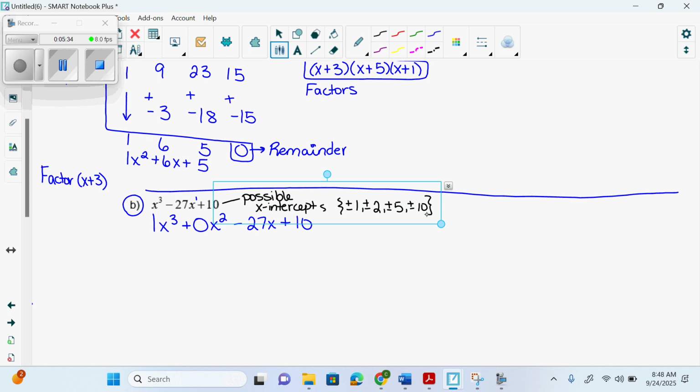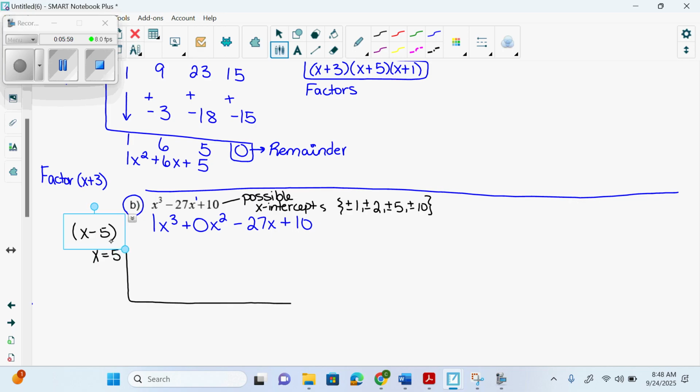All right, when we go into our calculator, what one do you get? 5. So we're going to our table of values, and our table of values is when x is a number and y is 0. So the table of values gives me the x-intercept, correct? So then what would the factor be? X minus 5. You just work it back to 0.